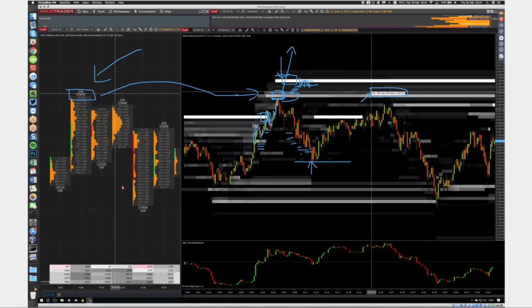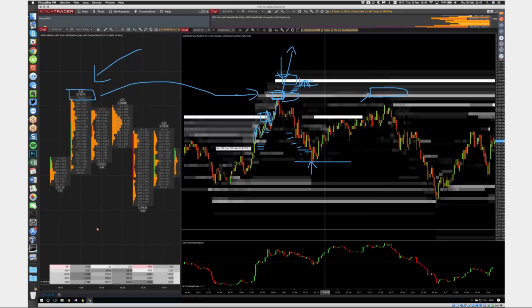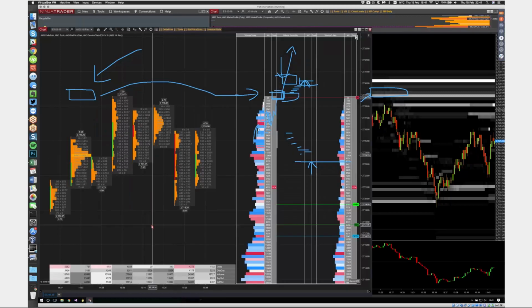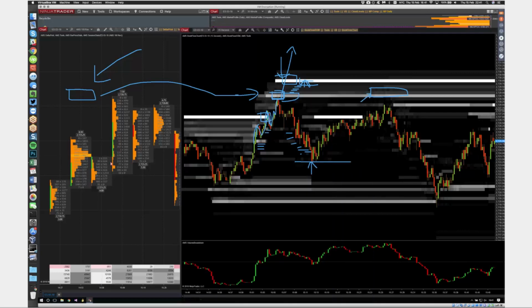Let me use the pen back. So that's what happened over here. It was a pullback right into that volume that previously hit, and that's exactly what I just meant to say. But I bet it's a bit more clear now.